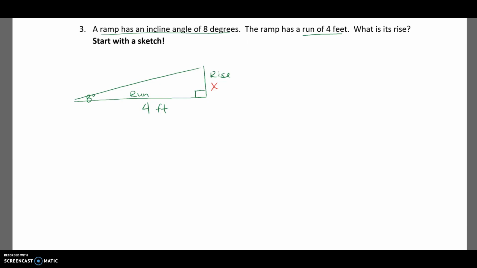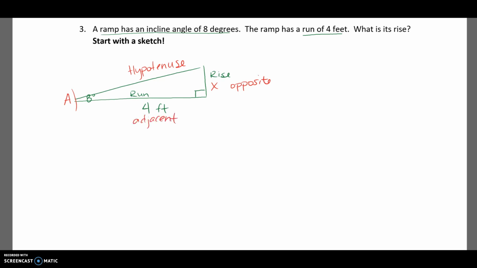Now that we have a triangle set up, we'll go back to the same steps as the previous problems. I'll label based on the angle that I know. The hypotenuse is always across from the 90 degree. Across from the angle that I know is the opposite side, the rise in this case, and beside angle A is the run, or the adjacent side.